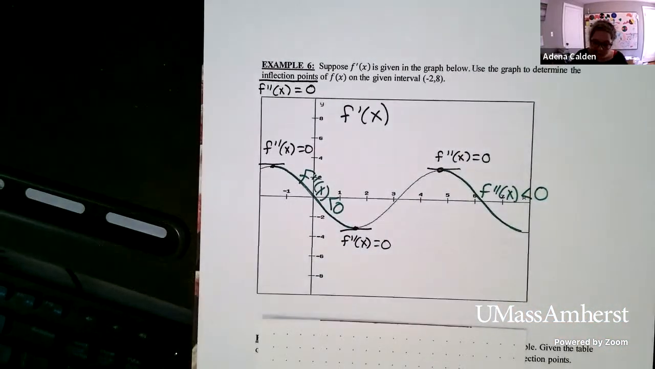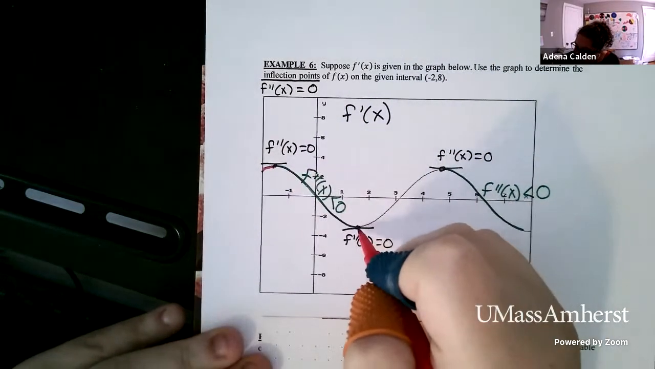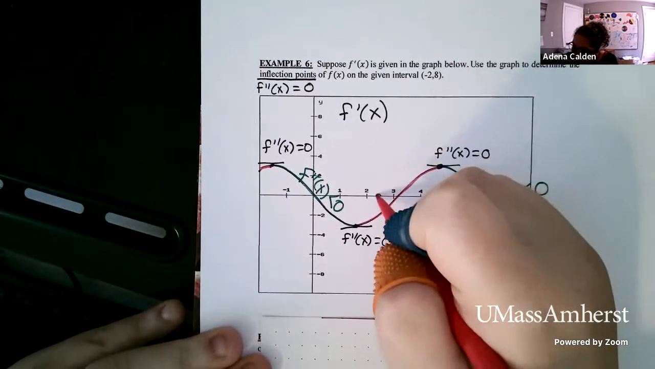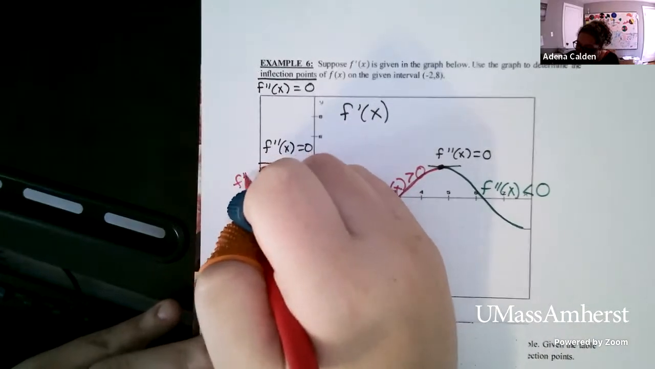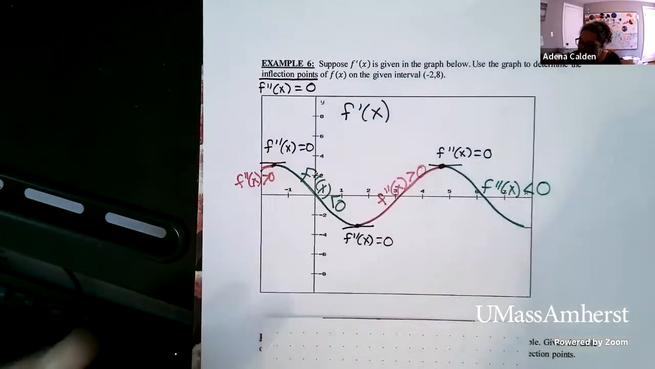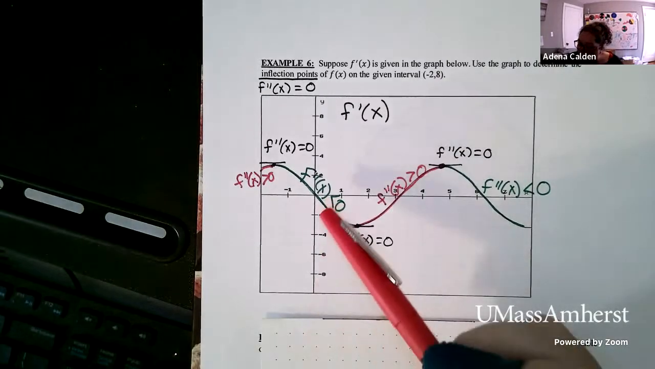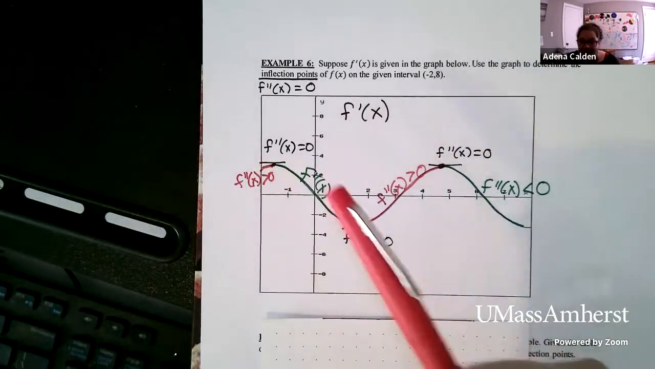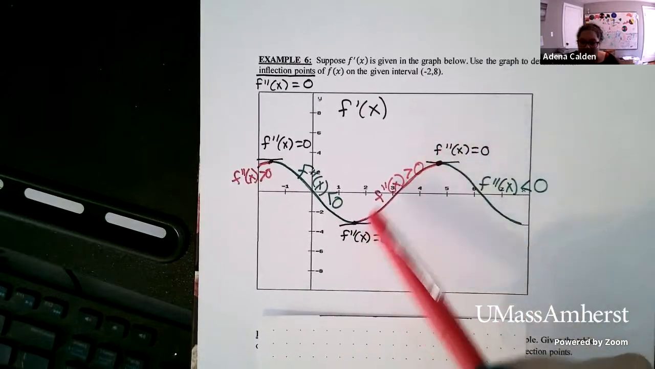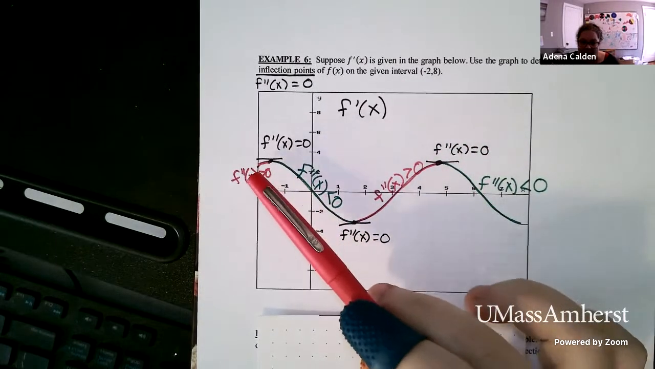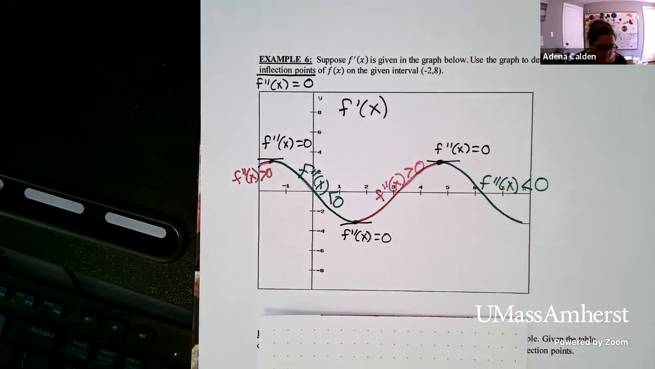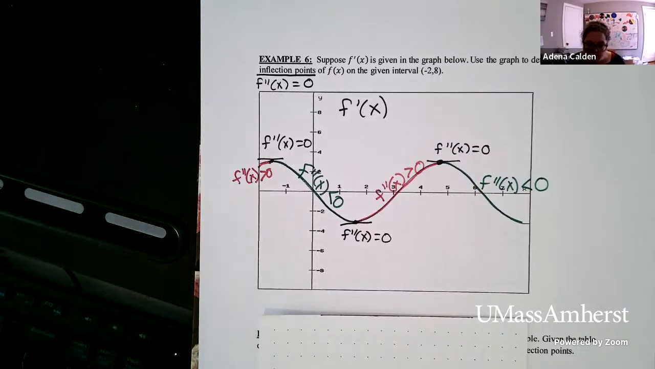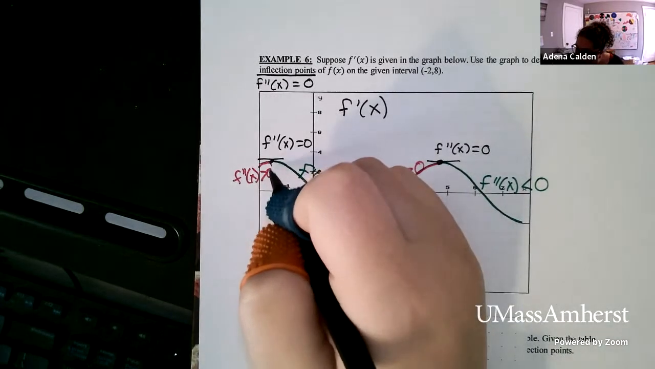If your first derivative is increasing, which happens here and here, that tells us that the second derivative is positive. So what we see here is that our second derivative changes signs at each of these 3 points. It changes from positive to negative, negative to positive, positive to negative, which means each of these is in fact an inflection point. So then we would just approximate where they are.